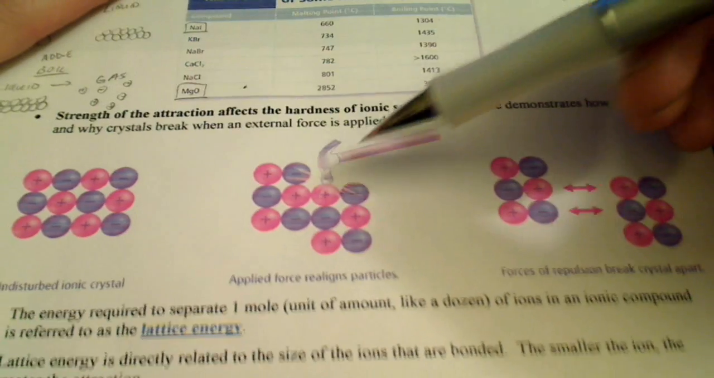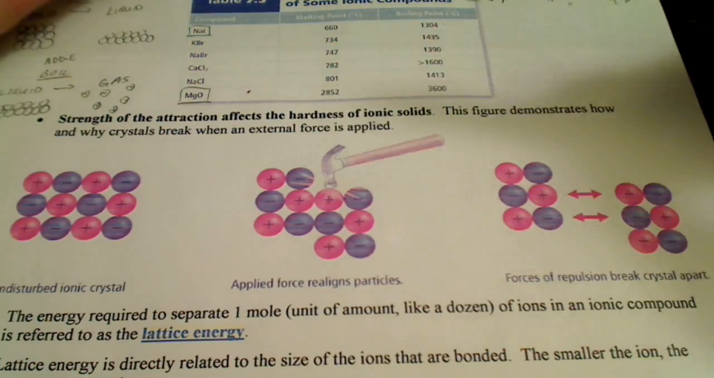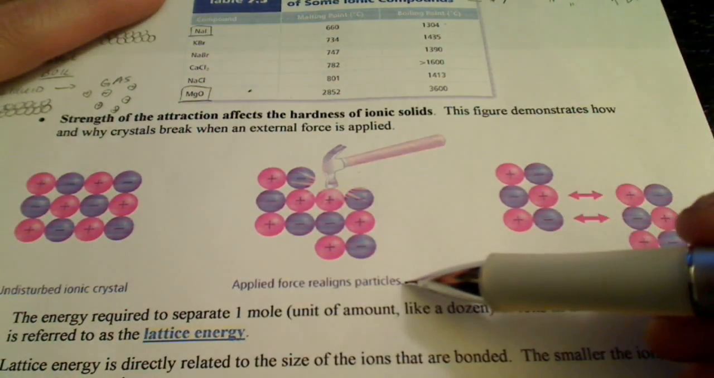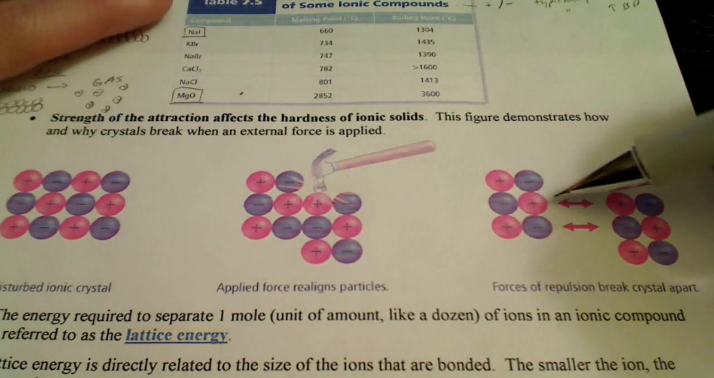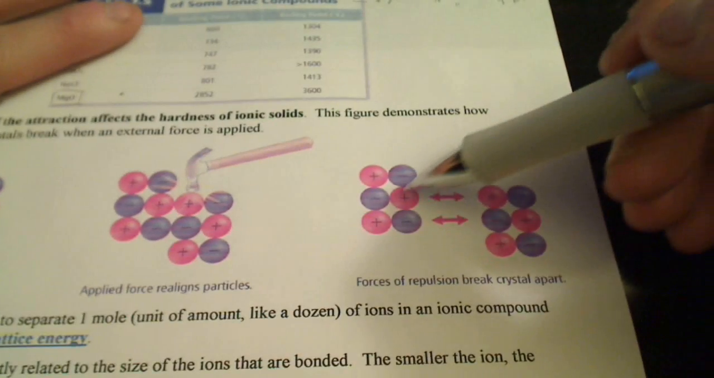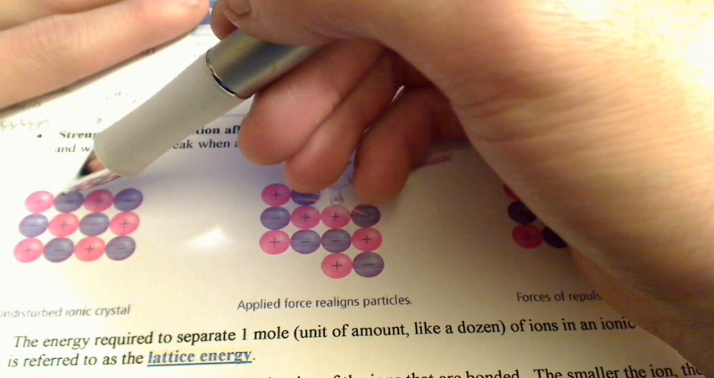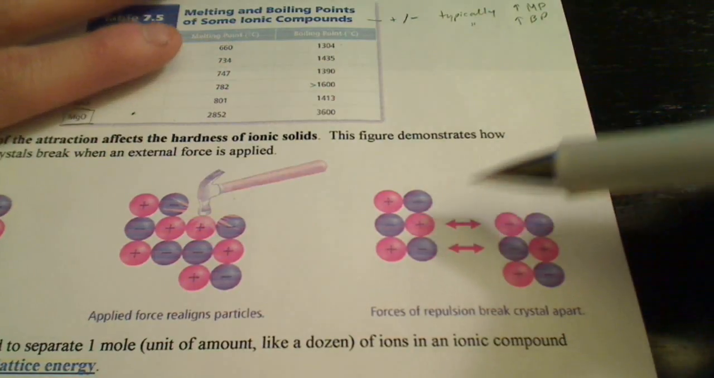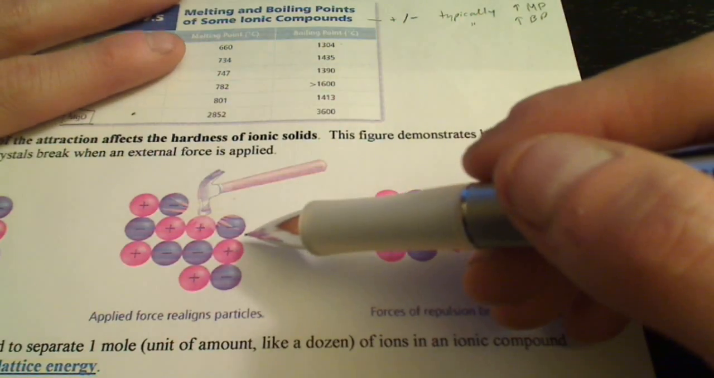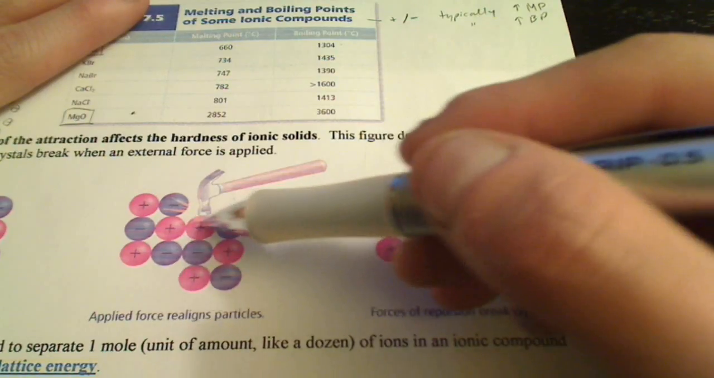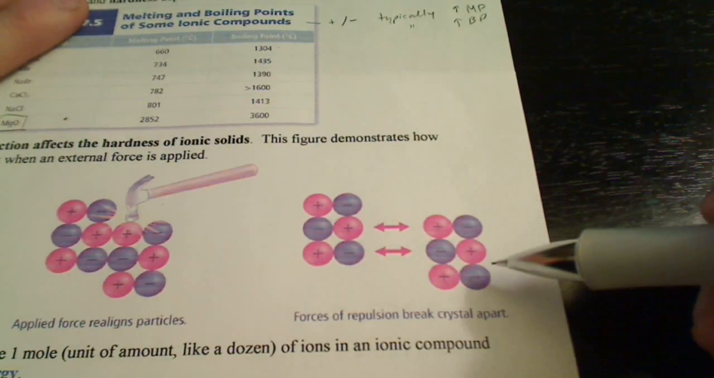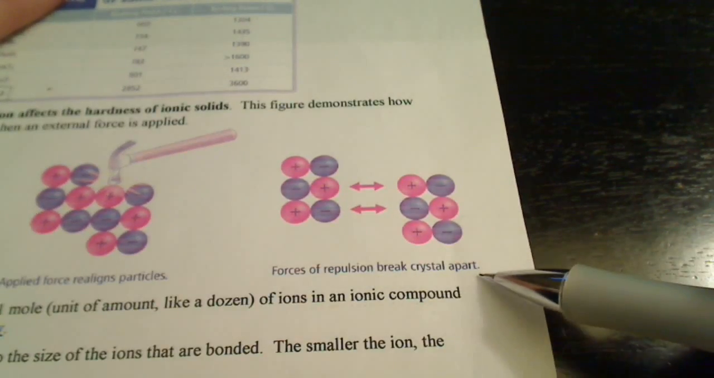If an external force is applied, be it a hammer to the crystal or you even dropping the crystal, etc., that's going to apply a force. It realigns the particles. And by realigning the particles, what happens is that, as you saw previously, you had alternating negative, positive, negative, positive, etc. But when you realign it, some of those particles, when you apply an external force, will realign so that you're going to have like charges adjacent to each other. As we know, like charges repel, so what happens is that they push each other apart. Forces of repulsion break the crystal apart.